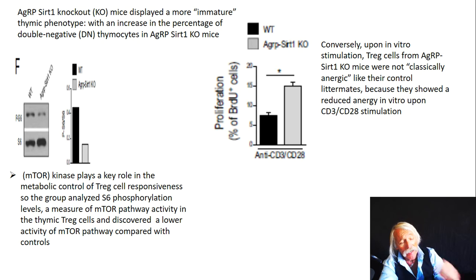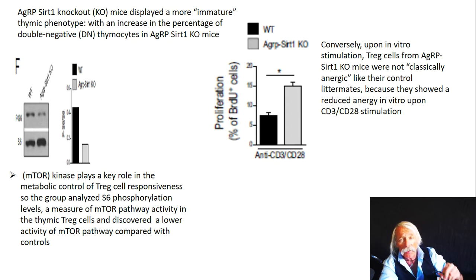All right, here's some data. The AgRP SIRT1 knockout mice displayed a more immature thymic phenotype. That means they haven't quite differentiated, with an increase in the percentage of double negative, that's CD4, CD8, thymocytes in the AgRP SIRT1 knockout mice. So that's what that showed.